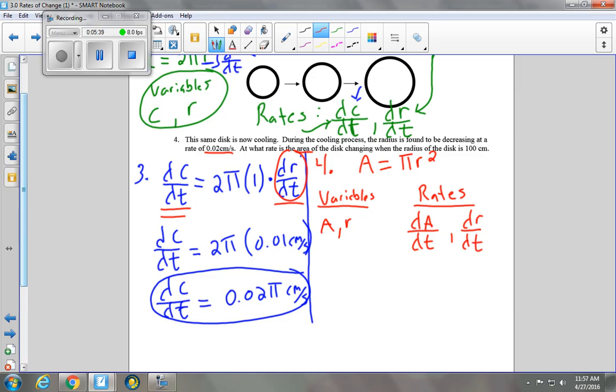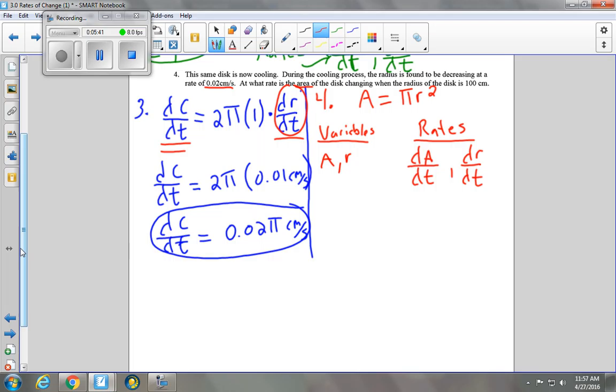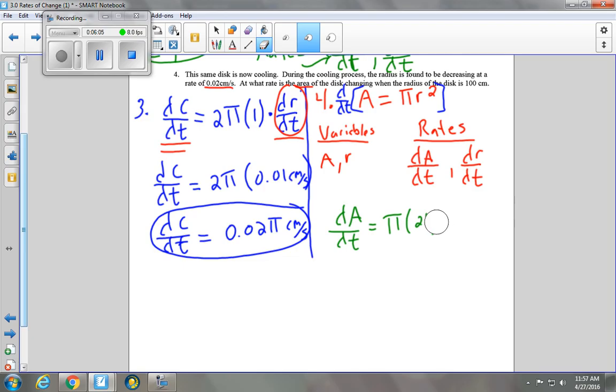Right, so now we're just going to do really the same thing. We're going to take the derivative, so d/dt of this entire formula, and that's going to be dA dt is equal to pi times 2r, dr dt.